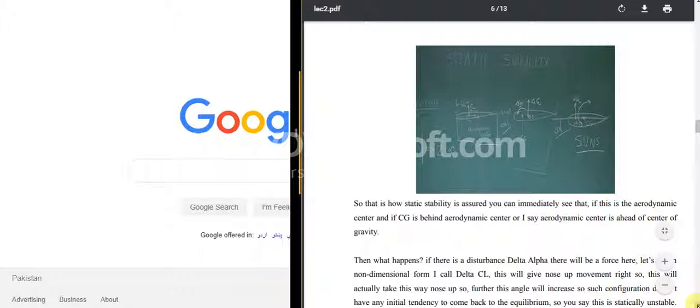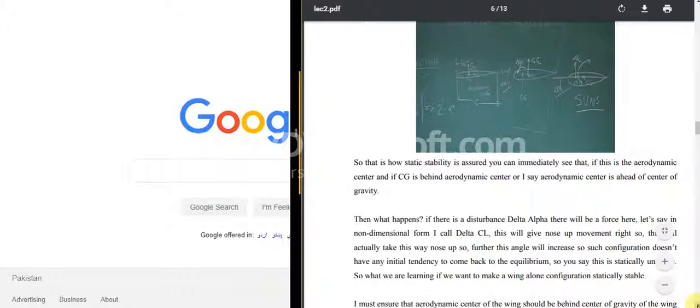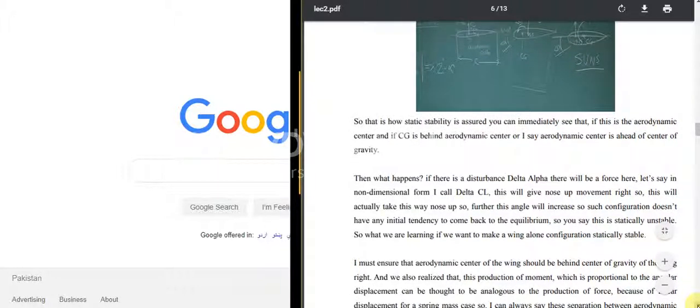So that's how static stability is assured. You can immediately see that if CG, which is center of gravity, is behind the aerodynamic center, or I say the aerodynamic center is ahead of the center of gravity, that is also the condition of static stability. Then what happens? If there is a disturbance delta alpha, there will be a force here, let's say in non-dimensional form I call delta CL. This will give a nose up moment, right? So this will actually take the wing this way, nose up. Further this angle will increase so much, so such a configuration doesn't have any initial tendency to come back to the equilibrium. So you say this is statically unstable.